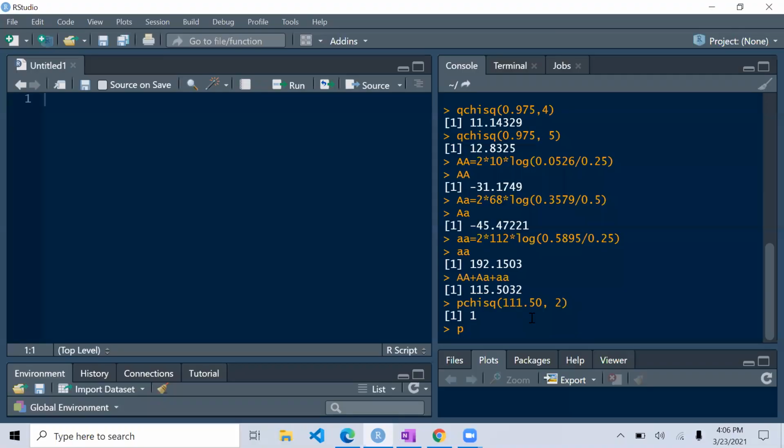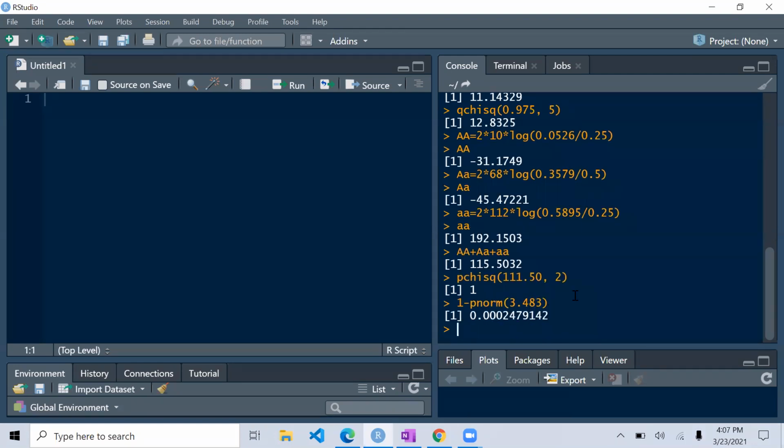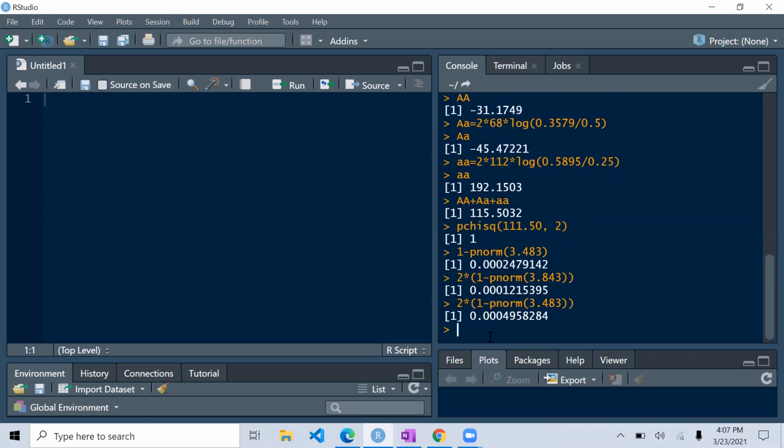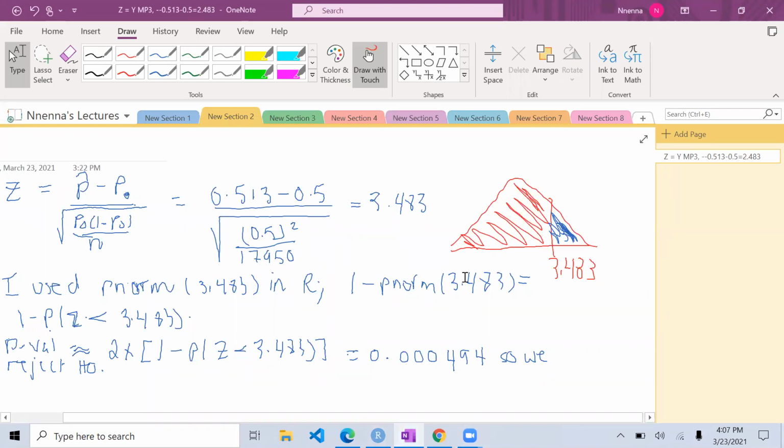So if I go to R and I put 1 minus p-norm of 3.483, I'm going to get 0.002, etc. But I need to multiply this by 2 because this test is two-sided. I didn't specify a side. This is a two-sided test, and therefore I'm going to multiply it by 2. In fact, I should have done 2 times 1 minus p-norm of 3.483. Oh, that's not right. Sorry, guys. I was wondering why this is so much bigger, more than twice what I saw. So yeah, 3.483. There you go. 0.0095. What I have here is a rounding thing, because I kind of put in 3.87.